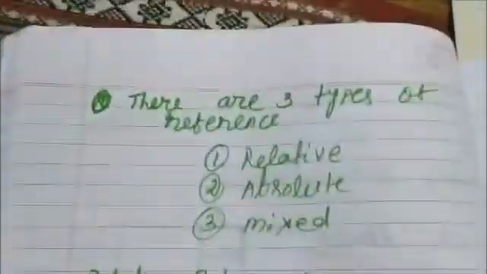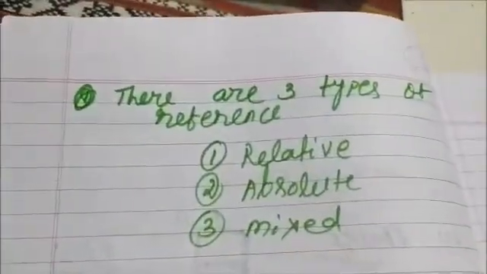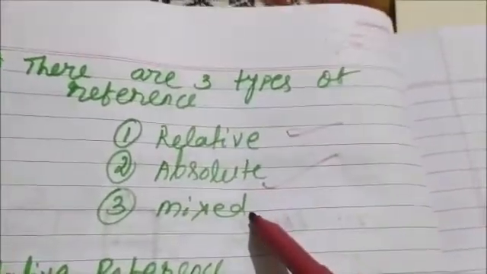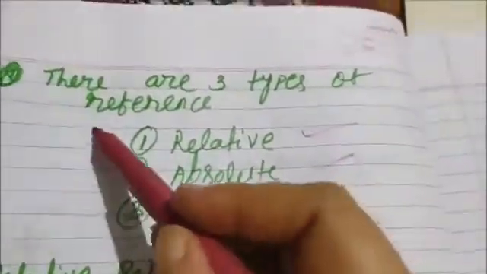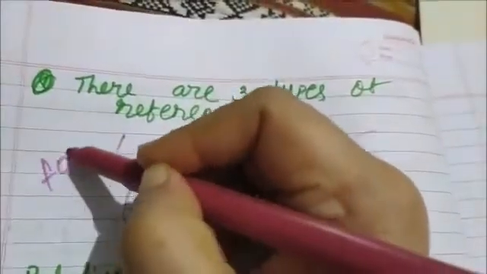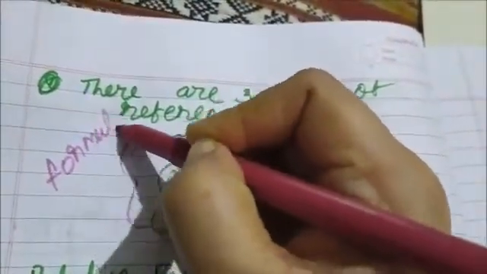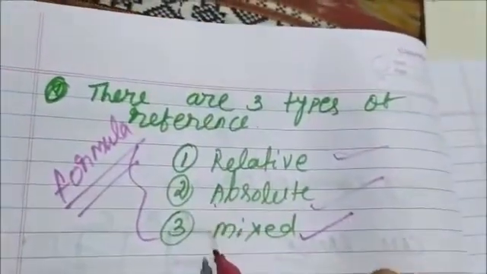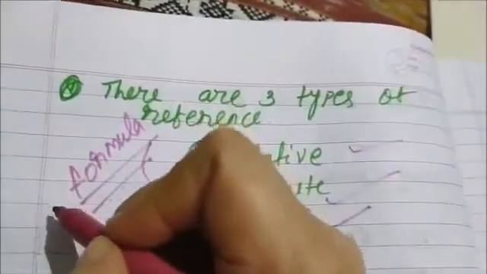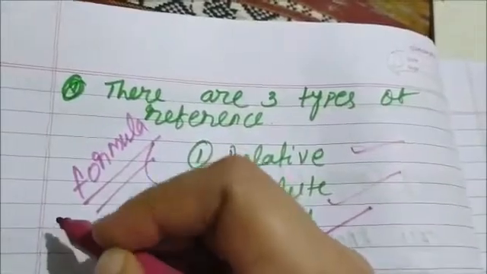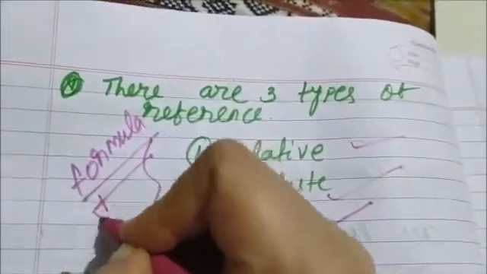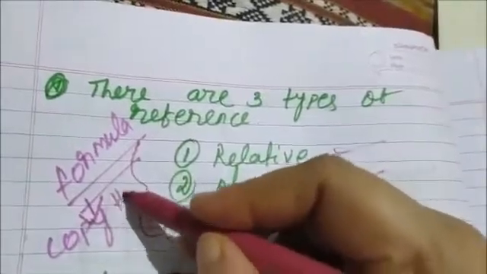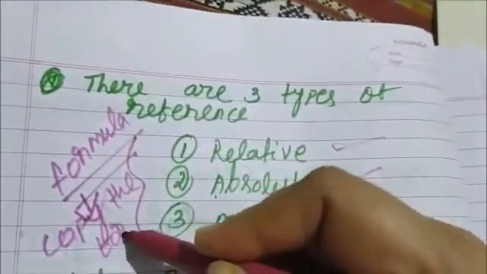So there are three types of cell reference. One is the relative reference, one is the absolute reference, one is the mixed reference. Actually, the reference is used in the formula, and the relative reference, absolute reference and mixed reference, their functions we can see when we copy the formula.